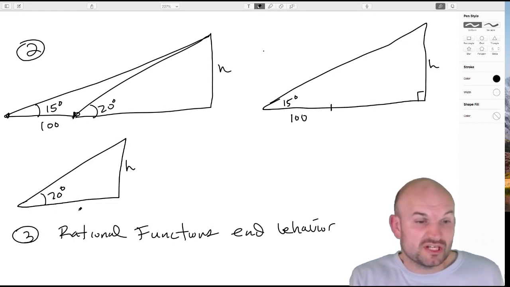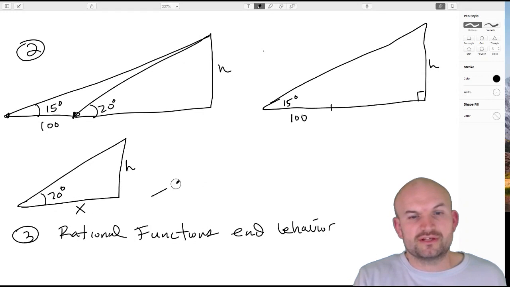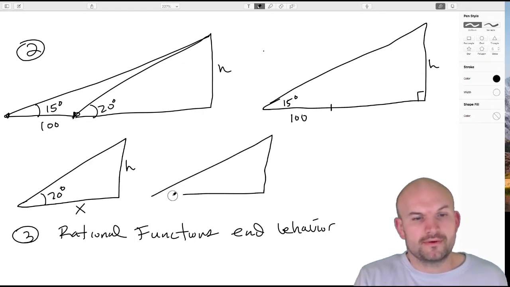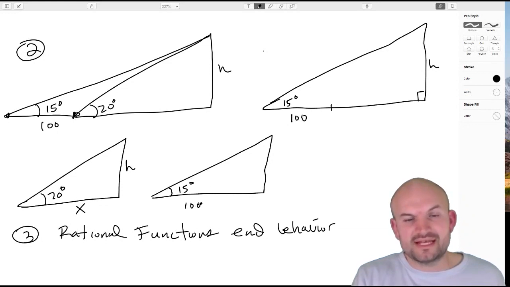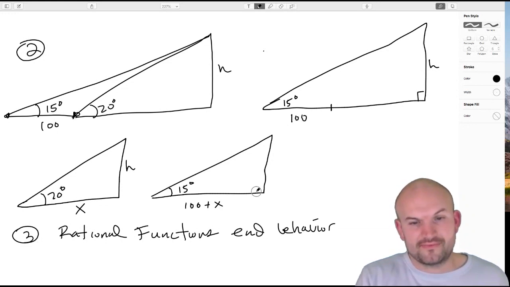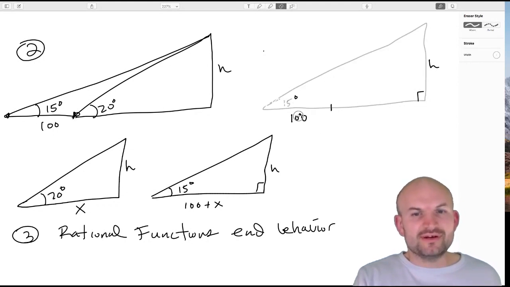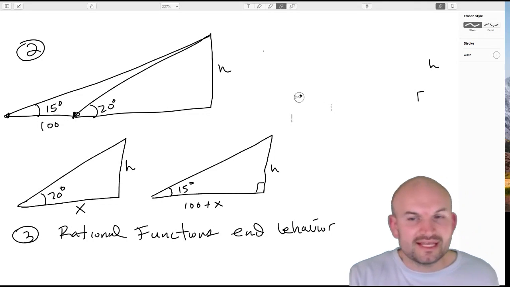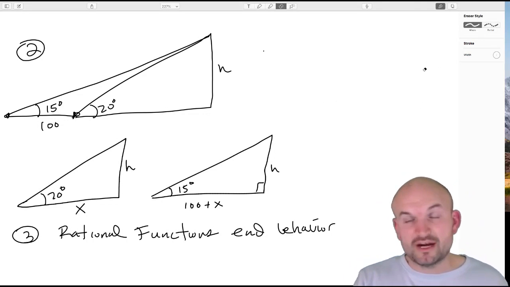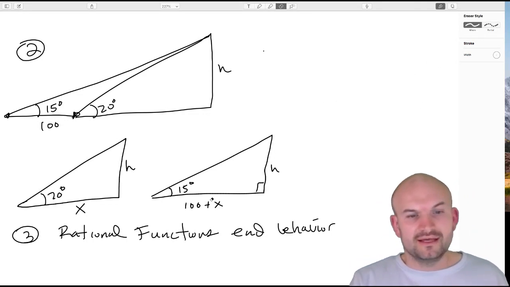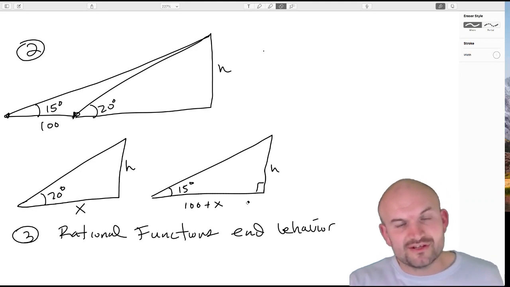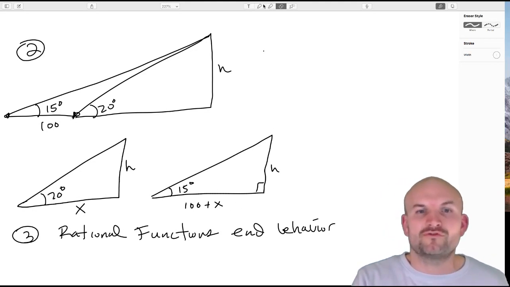So what we're going to do is just call this x. And actually, let me redraw the triangle down here so they're right next to each other. Then this is going to be represented as 100 plus x. Okay, now this is important because even though now I have two variables, just like a system of equations, if you have two variables and two equations, you can solve. In this case, we have two variables and two triangles. So I can create a separate equation for each one.